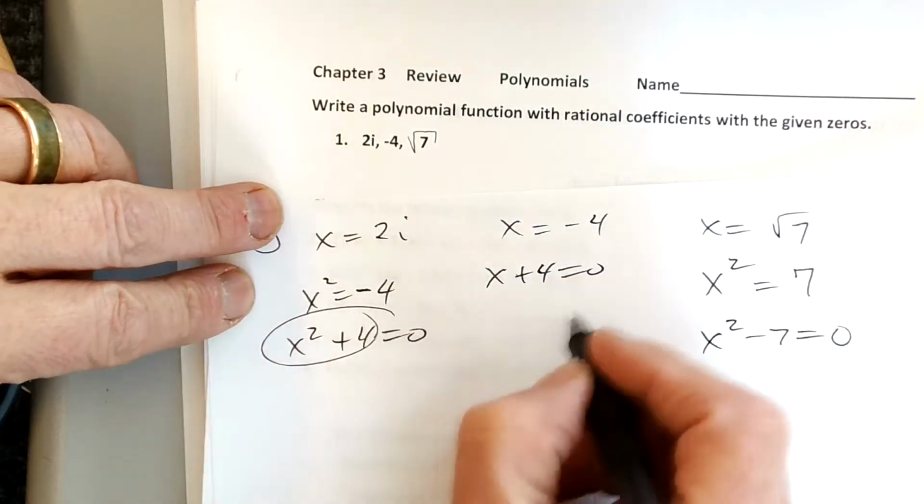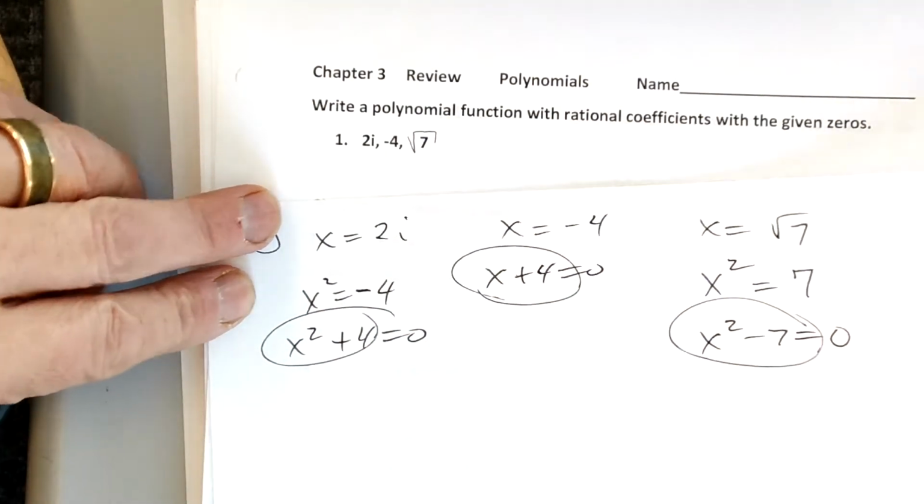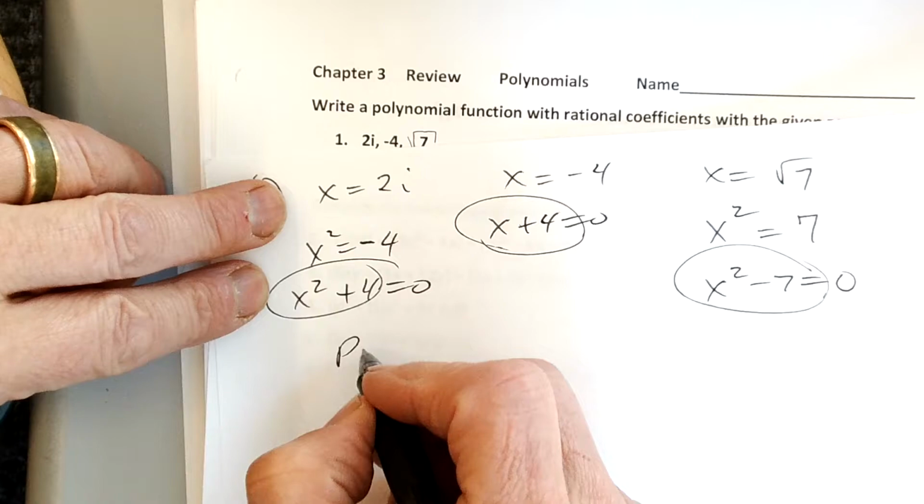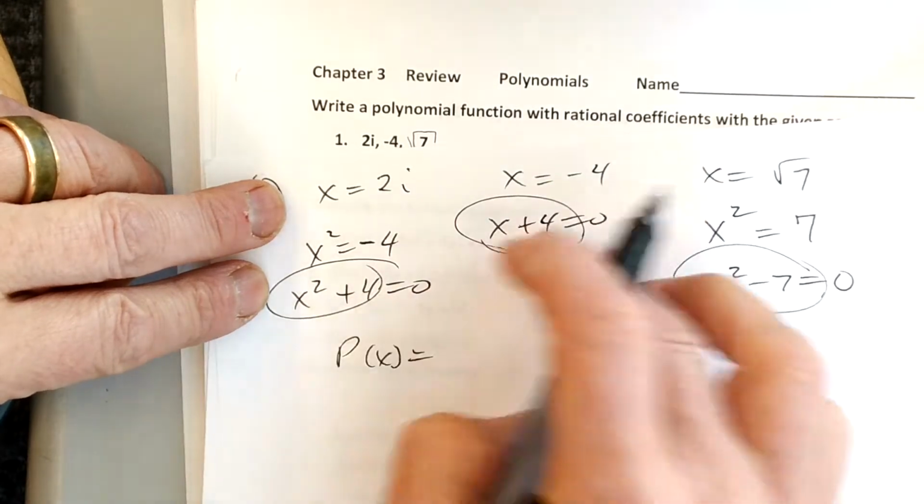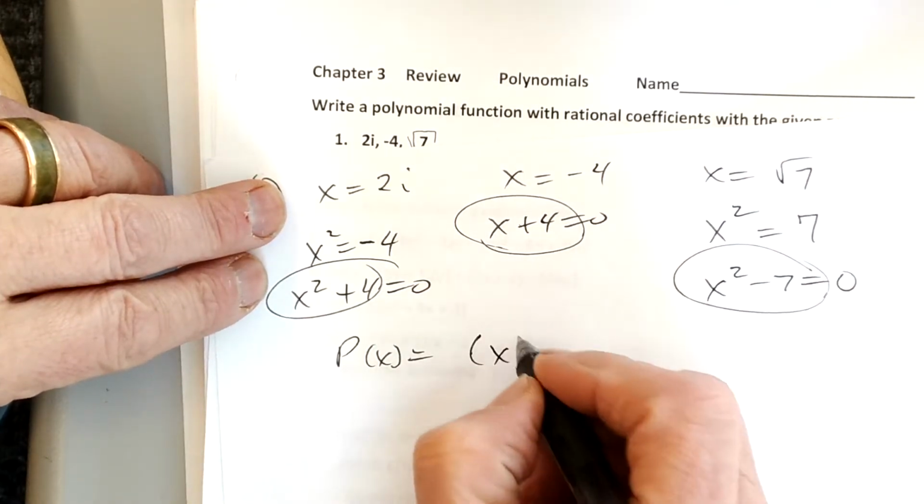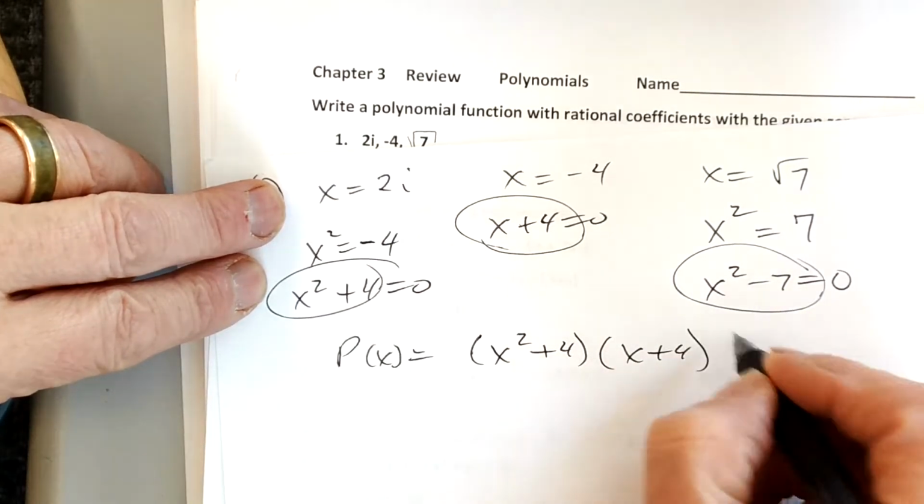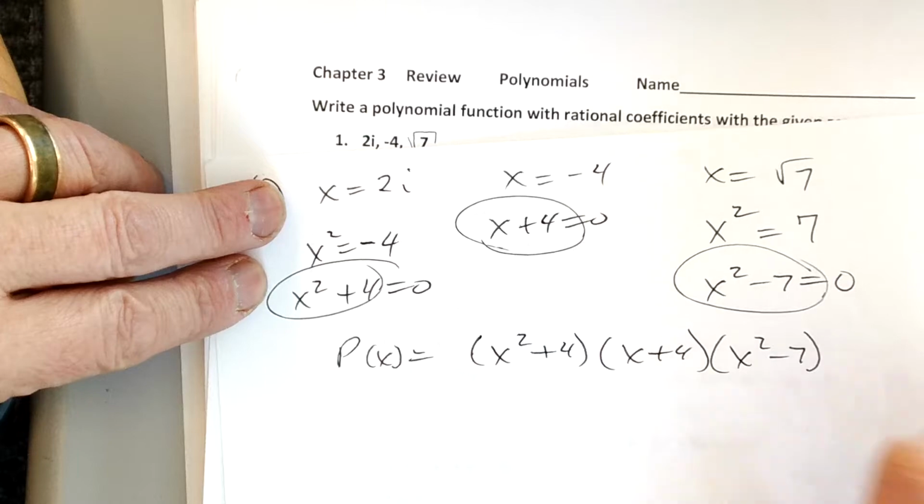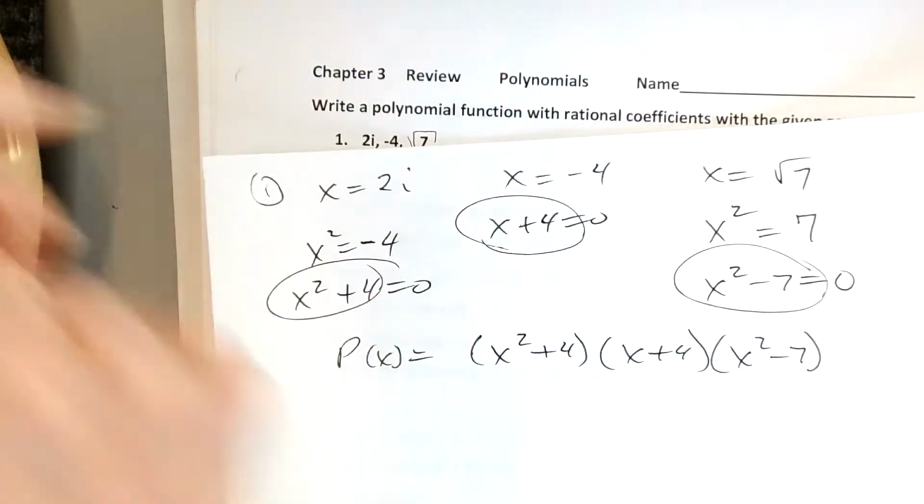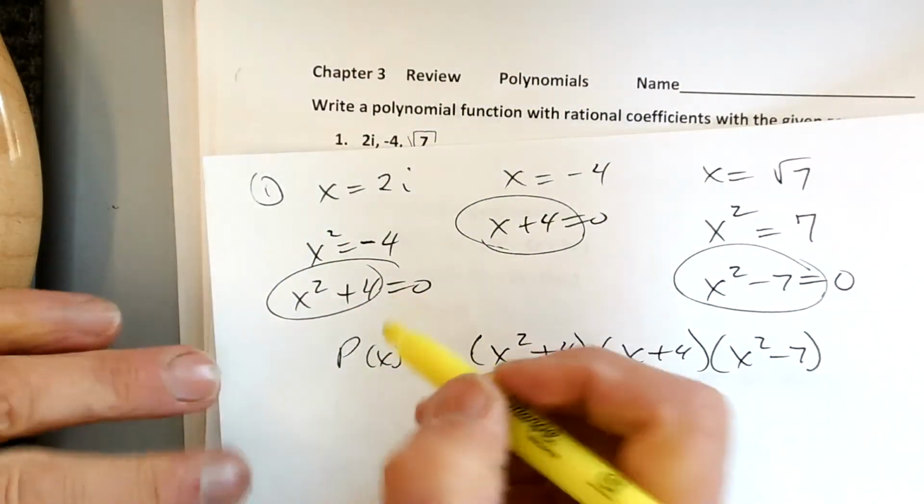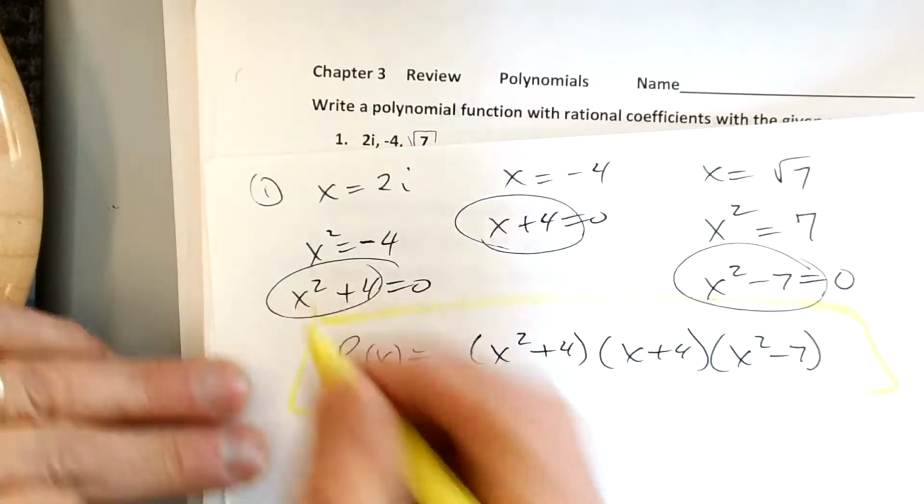So let's put all three of these together as a polynomial. So I can say p of x is equal to, and in any order, doesn't matter, x squared plus 4 times x plus 4 times x squared minus 7. There it is. All right, that's number one. Let me highlight that answer, and I'll go on to number 2. Okay, number 2.